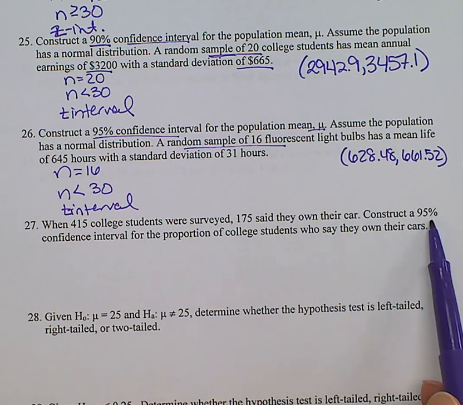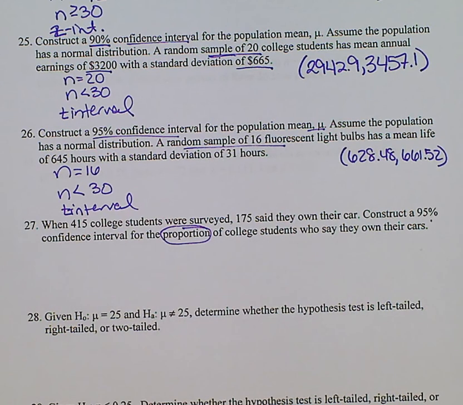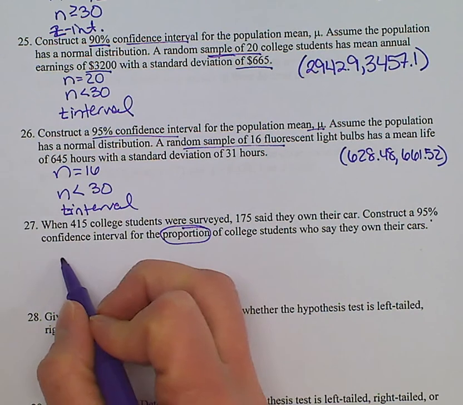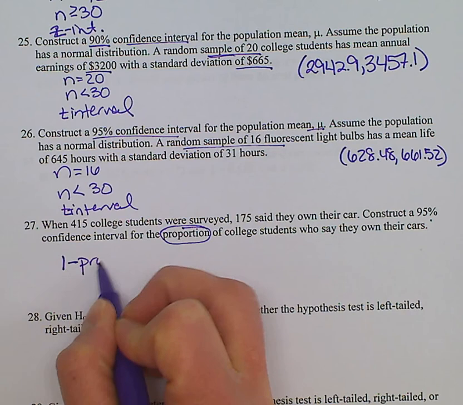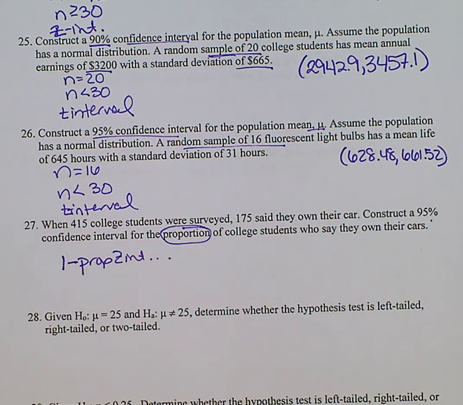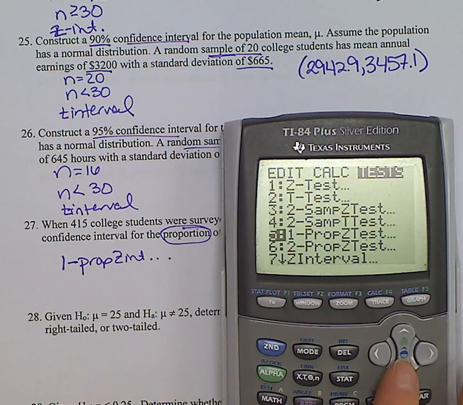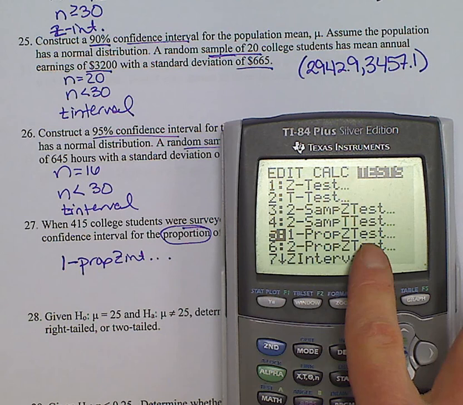27. When 415 college students were surveyed, 175 said they own their car. Construct a 95% confidence interval for the proportion of college students who say they own their cars. So this one, remember, we want one proportion Z interval. So I'm going to go to Stat, Test. This one we're going to have to scroll down for. Be careful not to select the one proportion Z test.